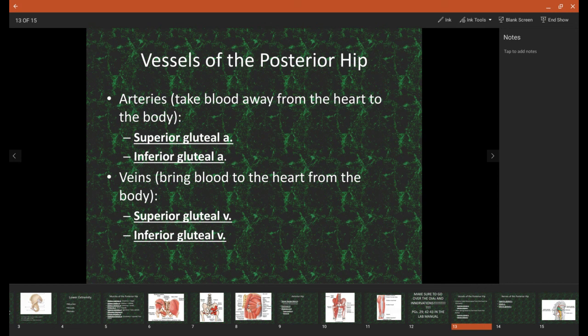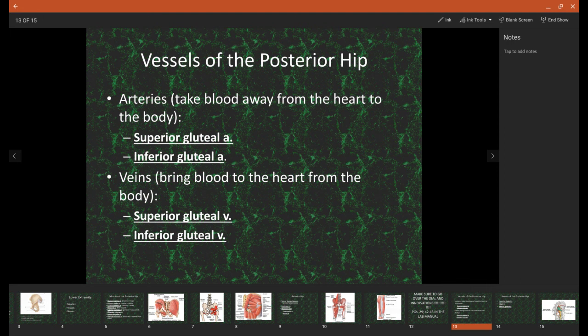Starting on the vessels of the posterior hip, we'll cover arteries and veins and their differences a little more in depth in Unit 3 when we get to the heart and lots of the major blood vessels of the body. But for now, what you need to know about arteries is that they take blood away from the heart, whereas veins bring blood back to the heart. So for our arteries, the first one we're going to talk about is superior gluteal artery.